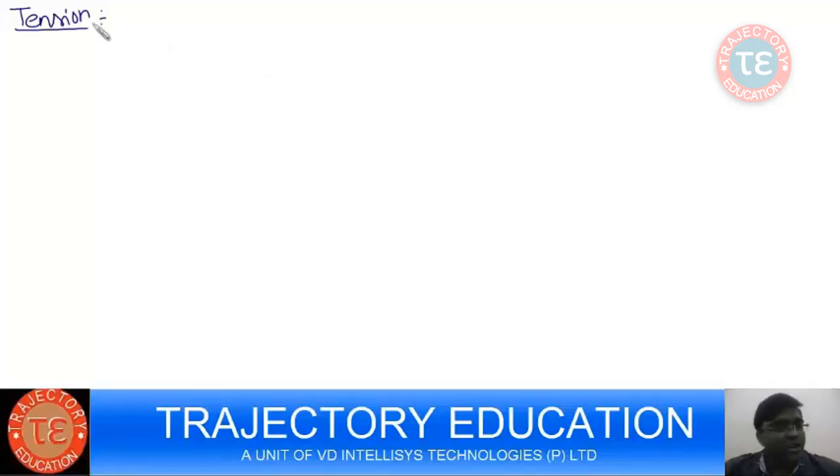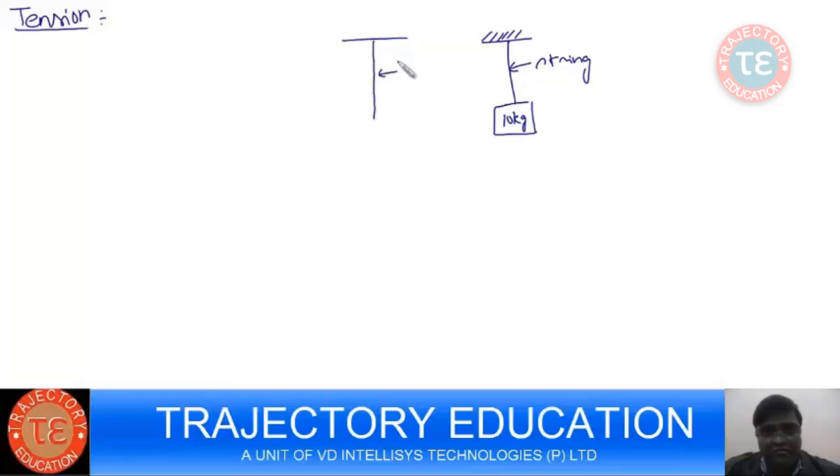Now we are going to discuss one more force, that is tension. What is tension? See, suppose I hang a body of mass m, say a 10 kg body. This is the string. If you don't hang anything, there is no tension. Tension is zero. Here I assume the string to be massless. When there is no body hanging from it, and we assume the string has zero mass, then the tension is zero here.